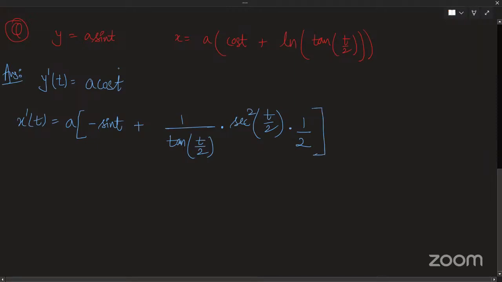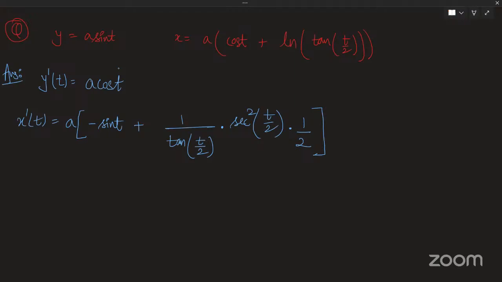See, inside natural log, tan of t by 2 has been inserted. So it will be 1 by tan of t by 2. After that, it is tan of t by 2, so the derivative of tan is secant square. So secant square of t by 2. After that, you have t by 2, so the derivative of t by 2 is half. So this thing, correct?